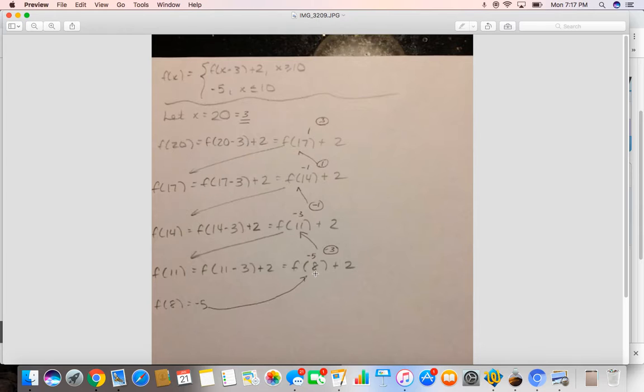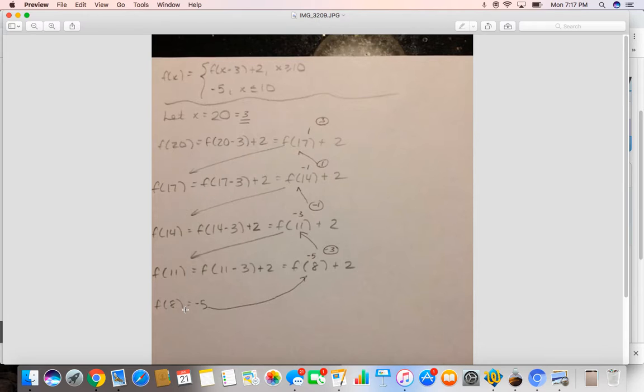Now, this time, when I look at my piecewise function, 8 is less than or equal to 10. So finally, I can use the base case of my function, the non-recursive part. That means f of 8 is equal to negative 5. Now, this is how the answer is derived.